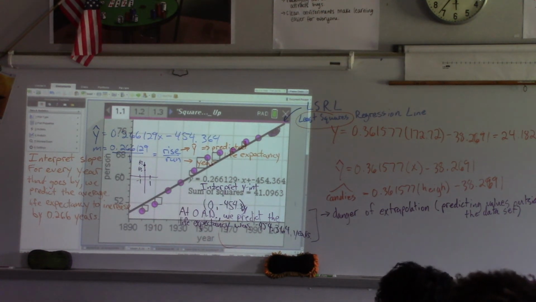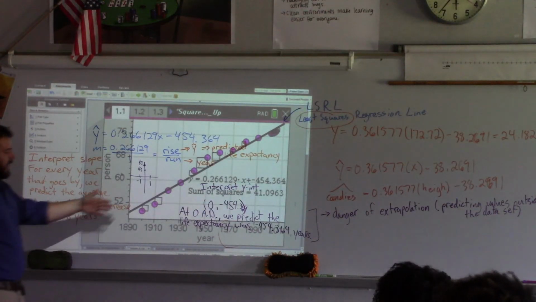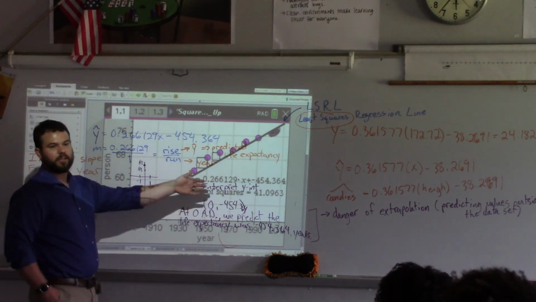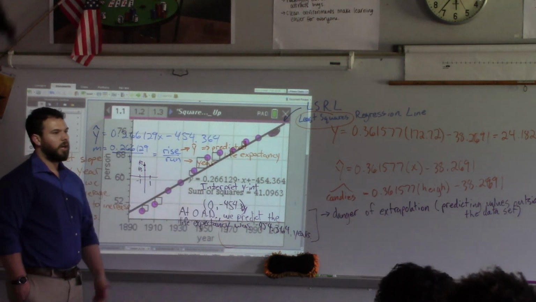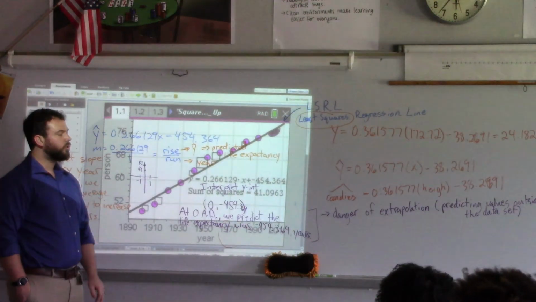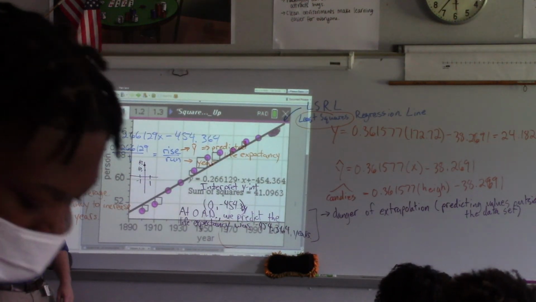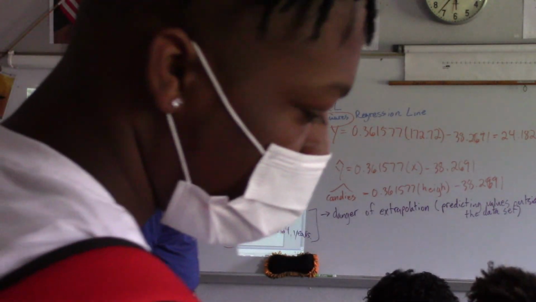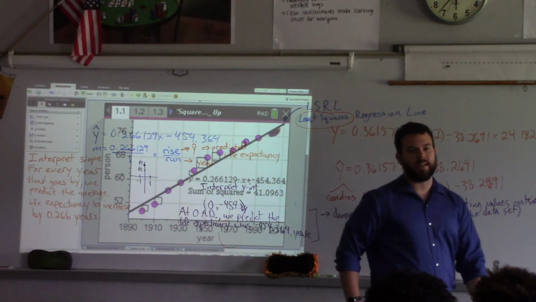So the lowest data point was the year 1900, so would it make sense to use that to predict year 0? No, right? That's a huge, huge, huge difference. That is the danger of extrapolation. That's predicting values outside the data set.